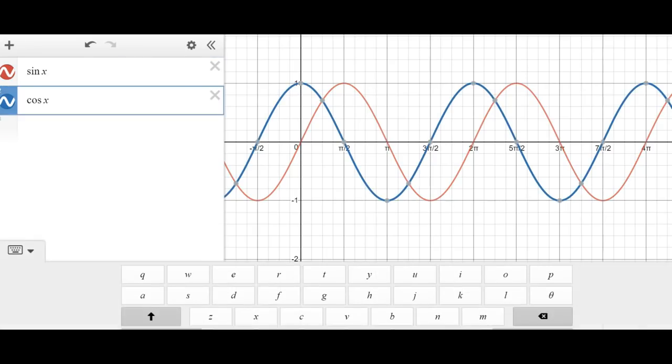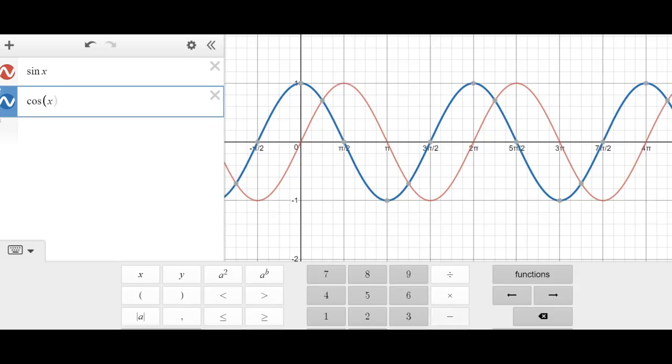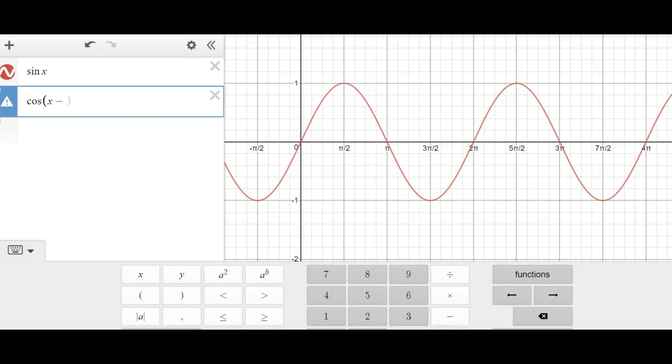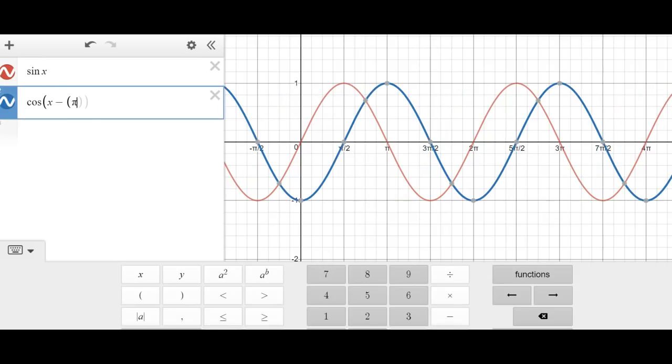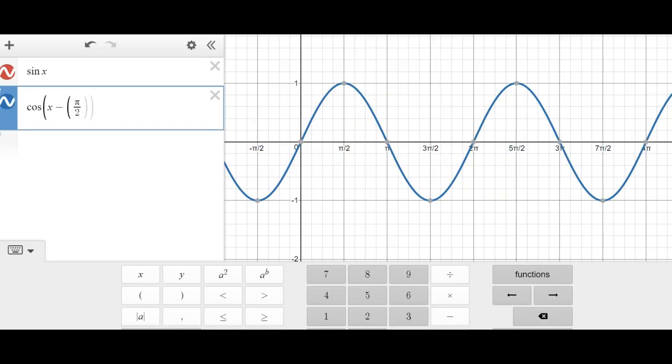So if I took this cosine right here, put some parentheses around the thing, and said minus, where's my minus sign on this? I'm using a tablet here to do this, so the keyboard isn't there with me. Minus pi divided by 2. Too many parentheses going on. Parenthesis, parenthesis, parenthesis. There we go. I don't need all those parentheses, but it looks cool, right?